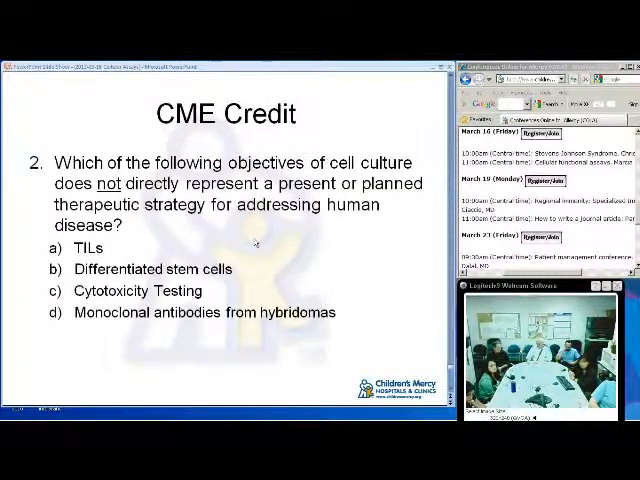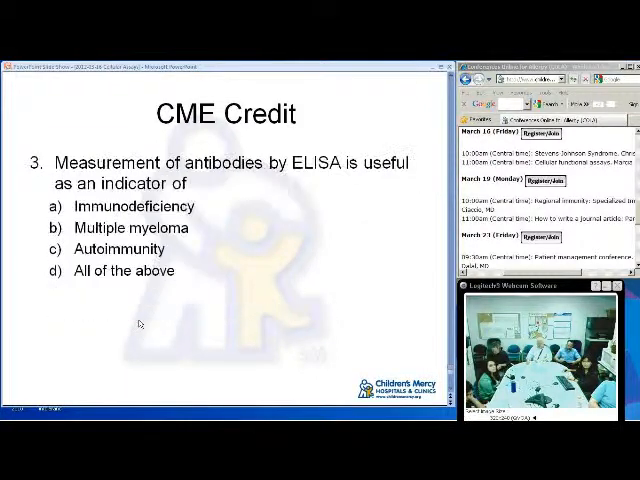Which of the following objectives of cell culture does not directly represent a present or planned therapeutic strategy for addressing human disease? A, tumor-infiltrating lymphocytes, differentiation of stem cells, cytotoxicity testing, or monoclonal antibodies from hybridomas. Right. And measurement of antibodies by ELISA is useful as an indicator of immunodeficiency, multiple myeloma, autoimmunity, or D, all of the above. Right.